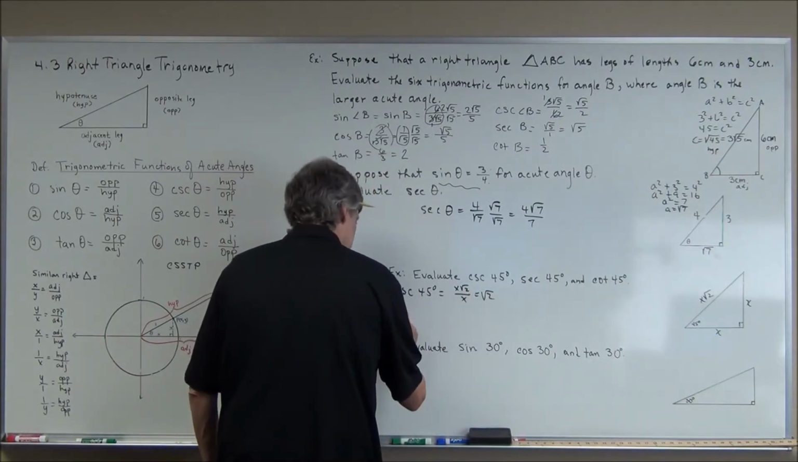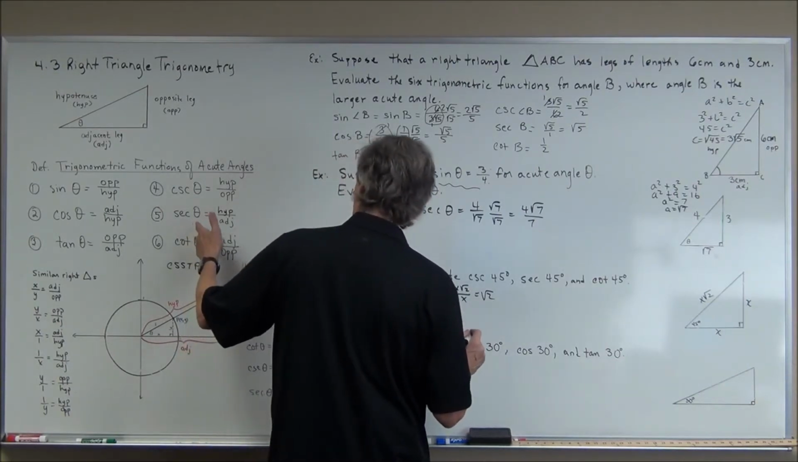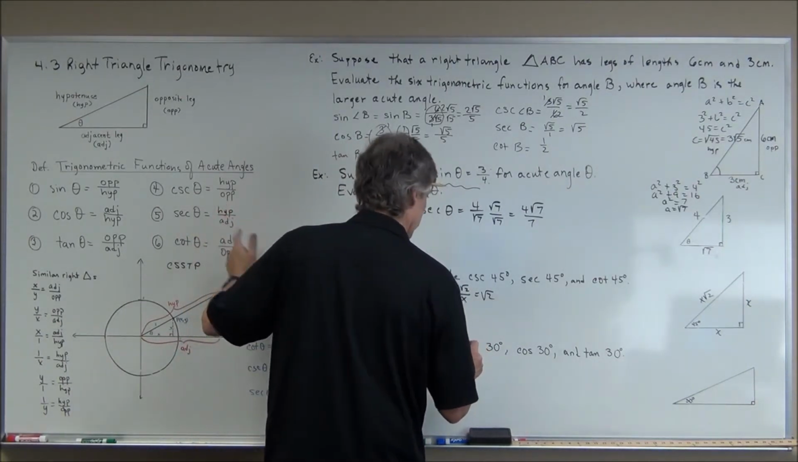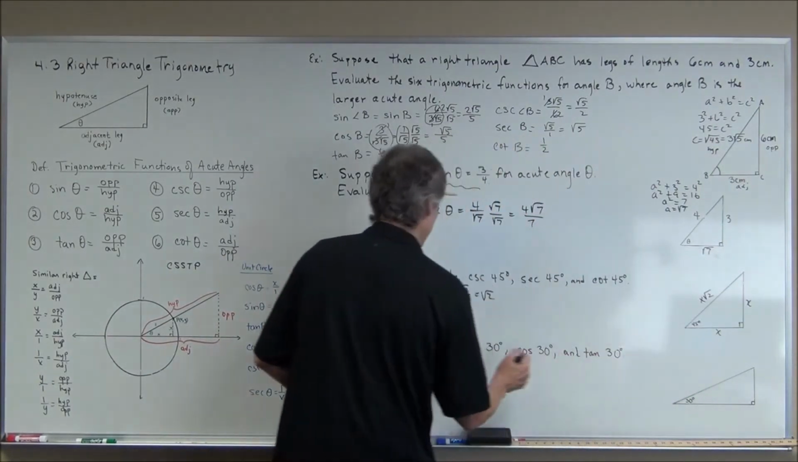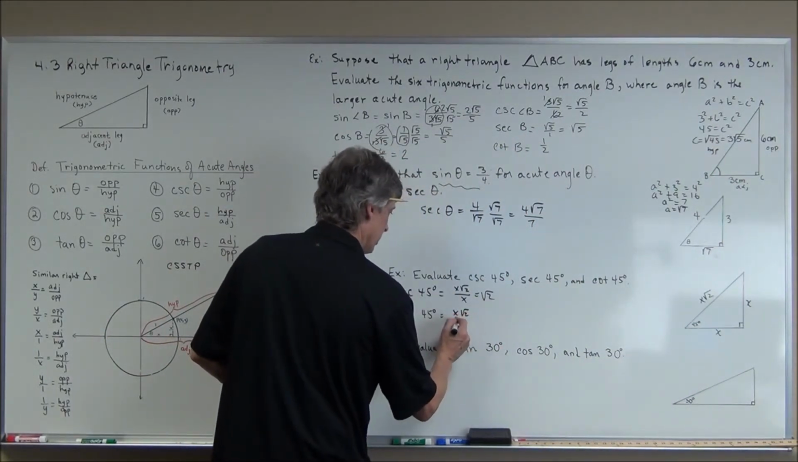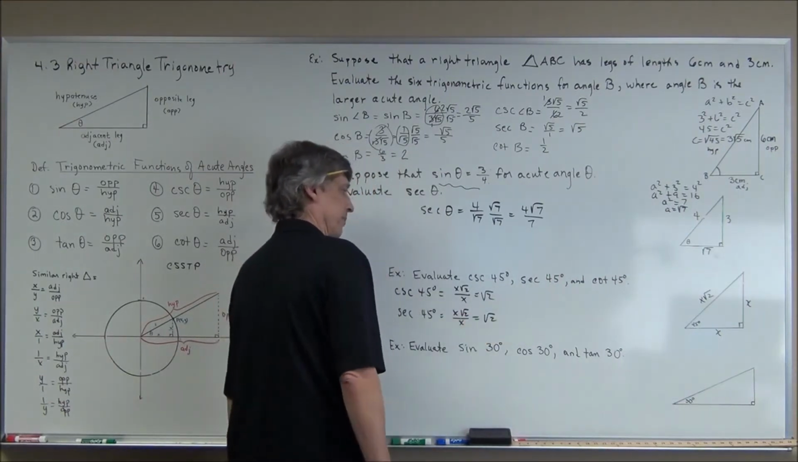Let's find the secant of 45 degrees. And now we have secant, right? We can refer to here. Hypotenuse over adjacent. Here's our angle. It's the same ratio. Kind of makes sense because the two legs are the same length. I get the square root of 2 again.